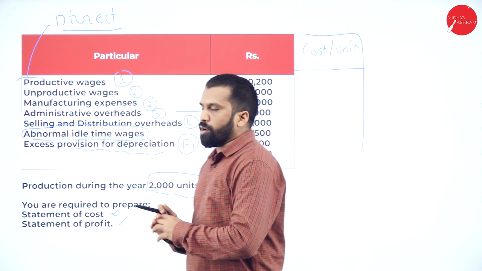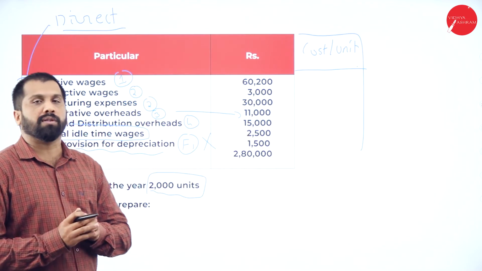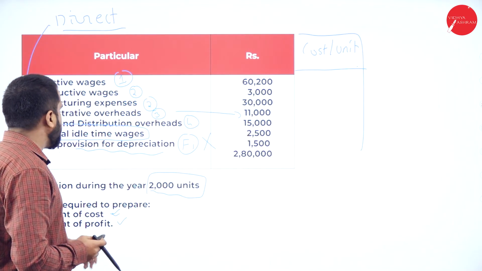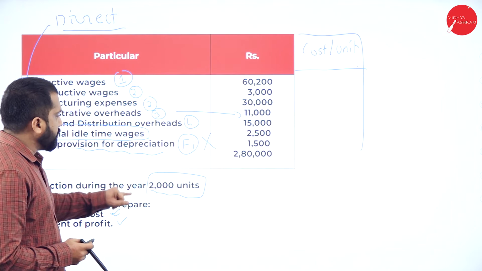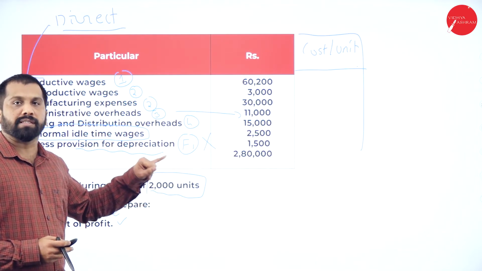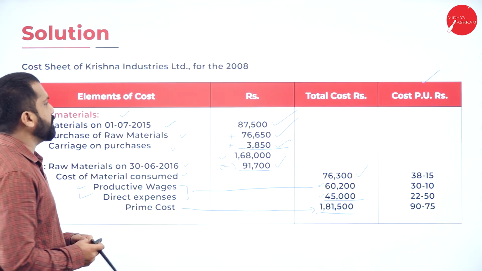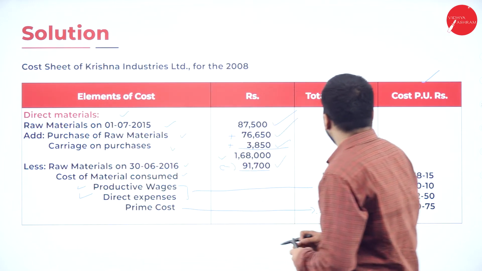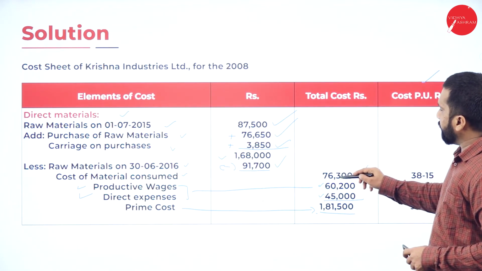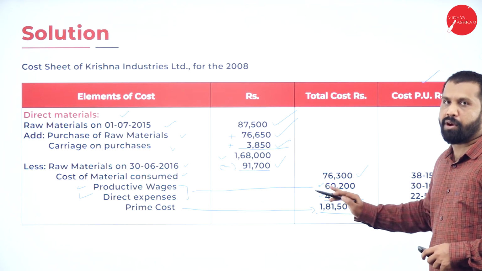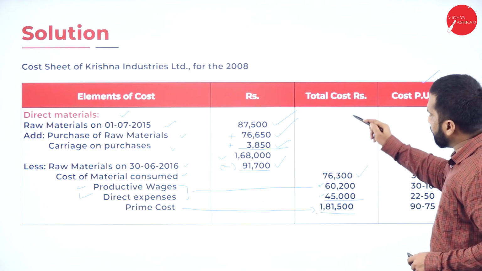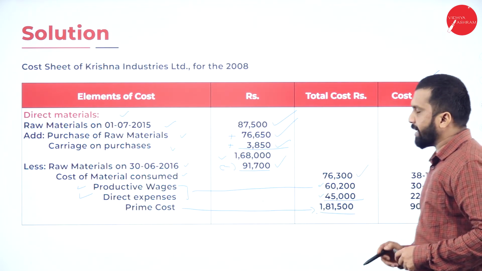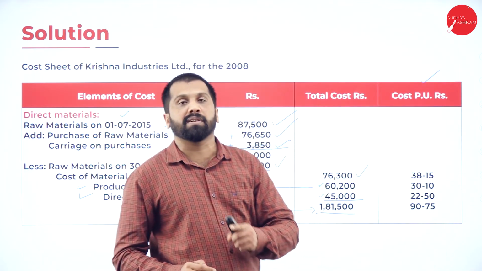Up to this, you got all the information. You got to know how to do the problem. But in this, what happened? Production during the year is 2,000 units. How to take this, I'll show you. Your answer is how much? 70. Whatever is in the second column, not the first column, you have to convert into cost per unit.